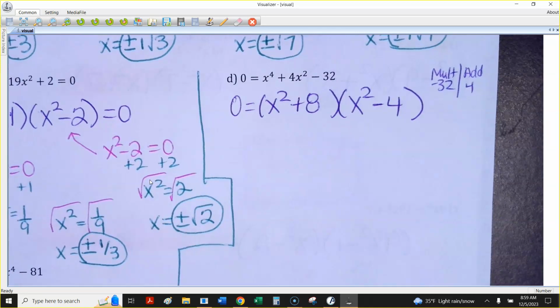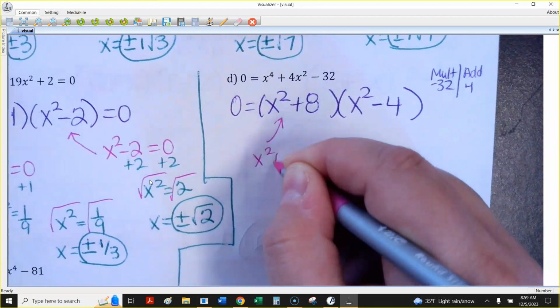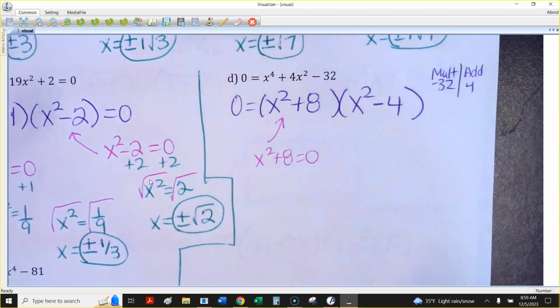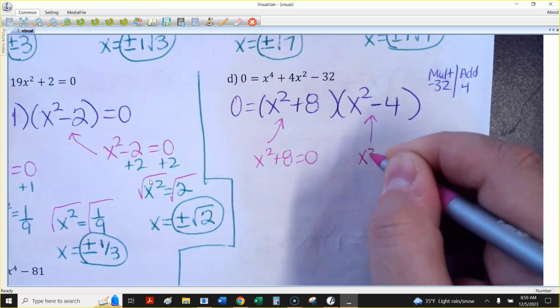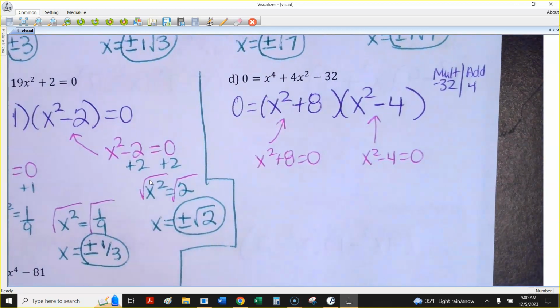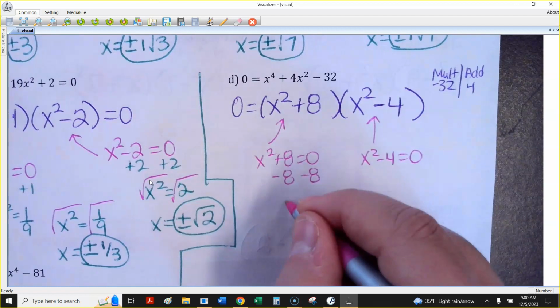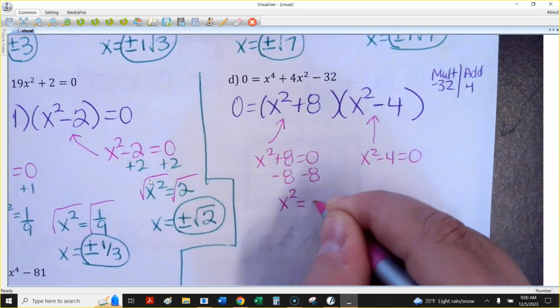Okay, now two things multiplied together give me 0. So if x squared plus 8 was 0, we'd be golden. Or if x squared minus 4 was equal to 0, we would be golden. Now the very first one, sorry, this is a little bit annoying. So I'm going to subtract 8 from both sides. I get x squared equals negative 8.